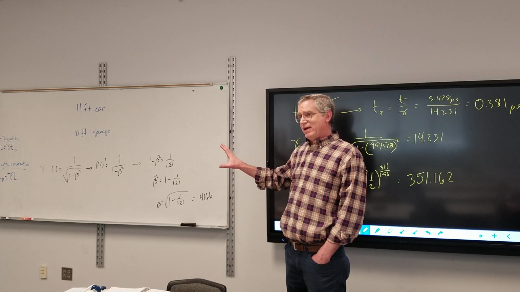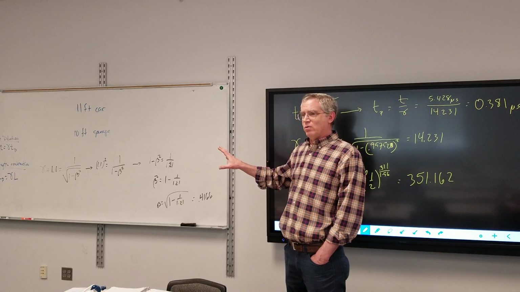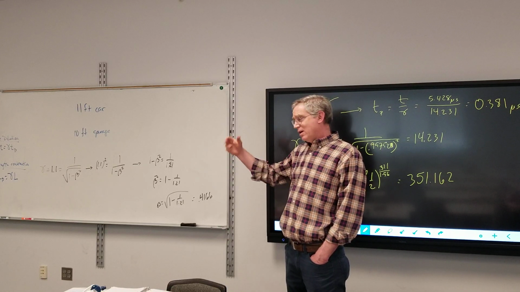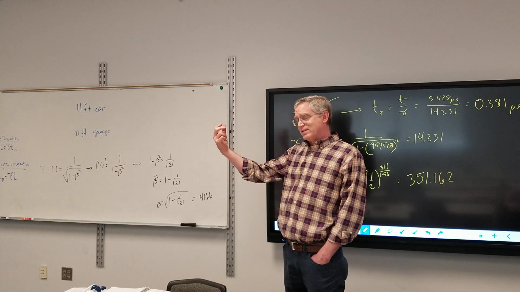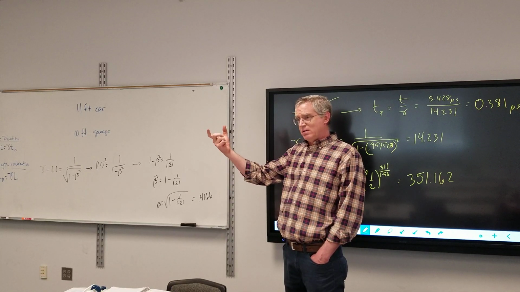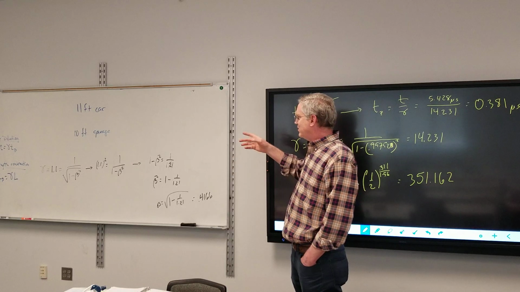I'm standing by the garage, my hand's on it, I'm going the same speed as the garage, so from my point of view, the garage is at rest. The car's coming at it at 0.4116 times the speed of light. The length of the car is 10 meters, or 10 feet.